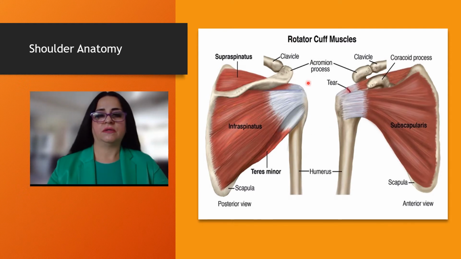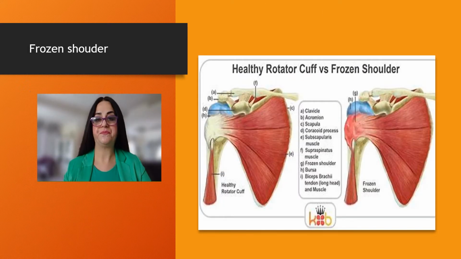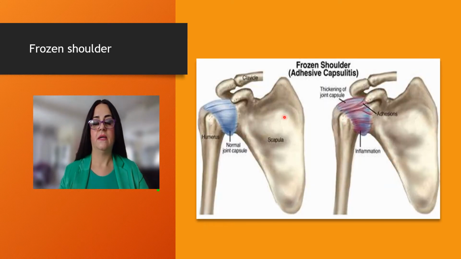All these four muscles together shape the rotator cuff muscles, the rotator cuff tendon and the muscles. Any of these tendons can be inflamed and thickened and be painful in adhesive capsulitis or frozen shoulder. This is another picture, which shows a healthy rotator cuff muscle, and this is the frozen shoulder situation, thickened and inflamed. Again, another clear picture: a healthy capsule, and a thickened and inflamed capsule in adhesive capsulitis.